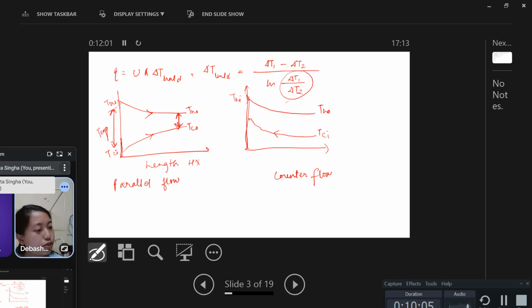This is the direction of flow of the fluid. This is the direction of the hot fluid. This is the direction of the cold fluid. So it will gain heat, so the temperature will rise. Sorry, this is O.